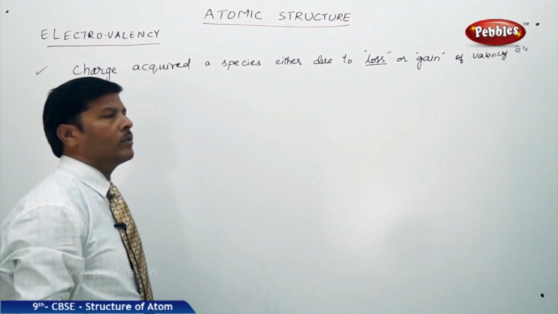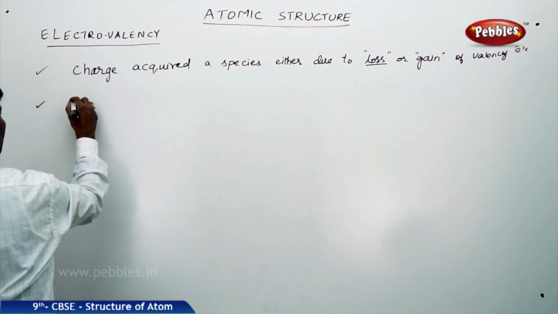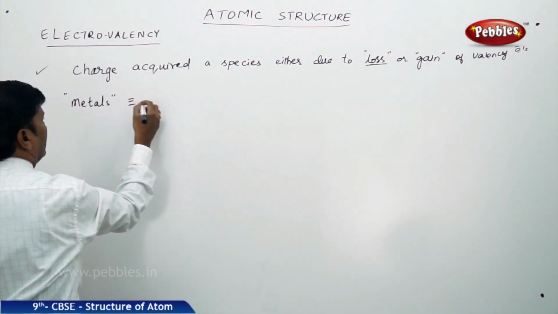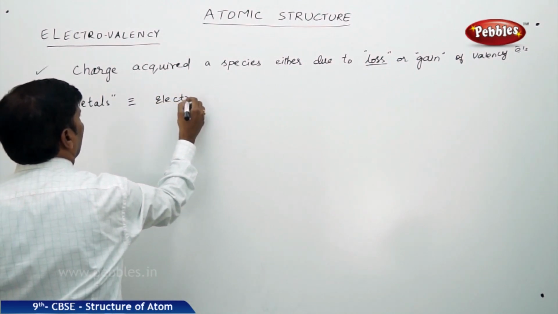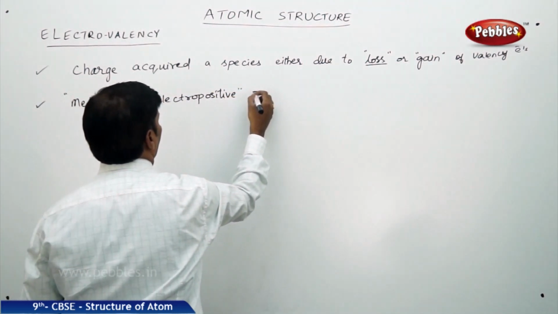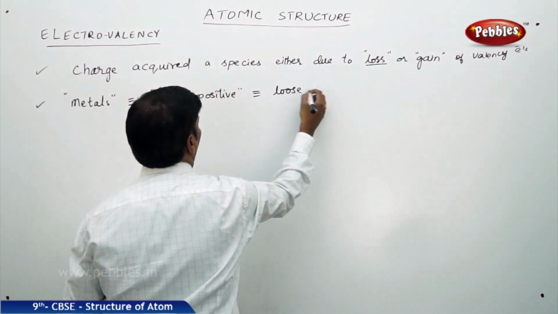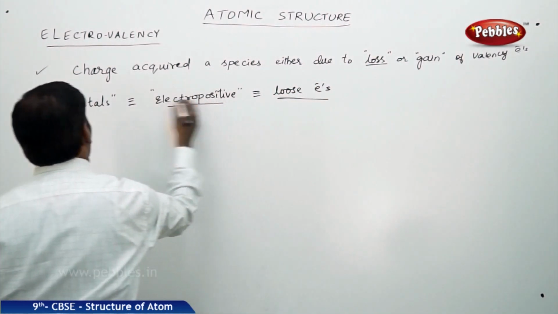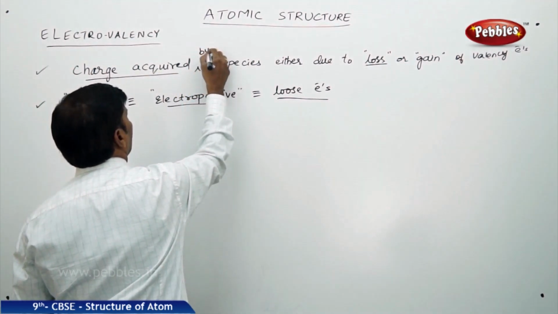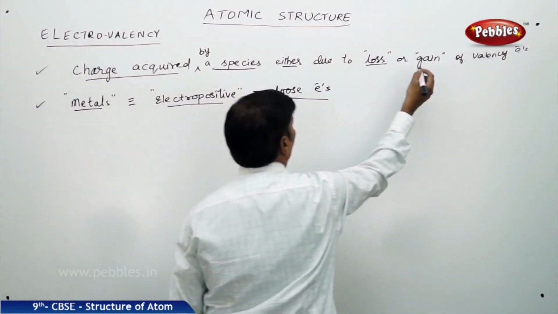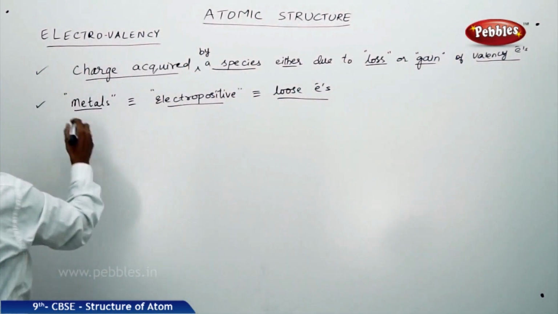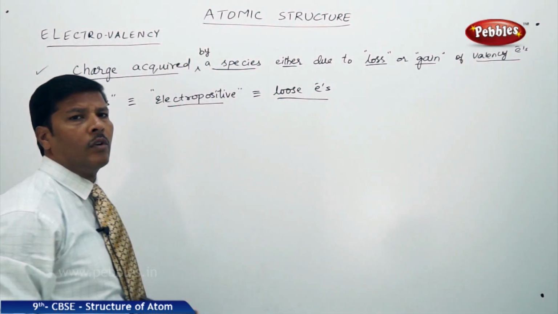For example, you know that metals are always electropositive, and they lose electrons. So the charge acquired by a species either due to loss or gain of valence electrons is nothing but electrovalency. And since metals are electropositive, they always lose electrons.